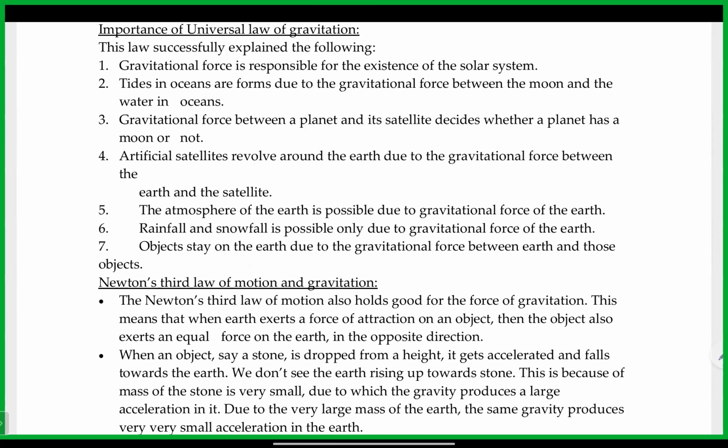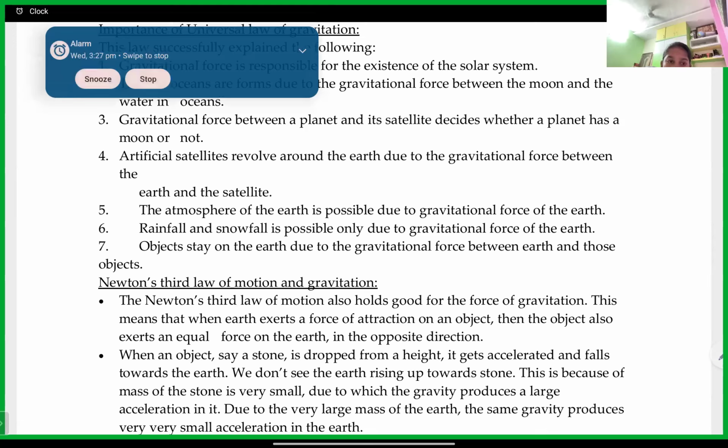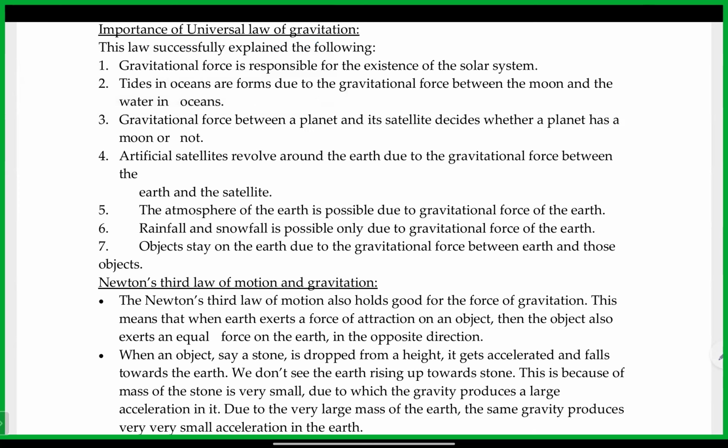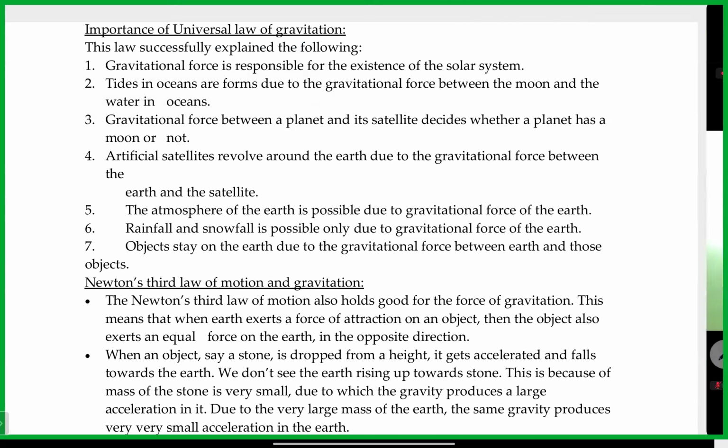And the atmosphere of the Earth is possible due to the gravitational force of the Earth. Rainfall and snowfall are possible only due to gravitational force. Objects stay on the Earth due to gravitational force between the Earth and these objects. And one more is there: artificial satellites revolve around the Earth due to the gravitational force between the Earth and the satellite.